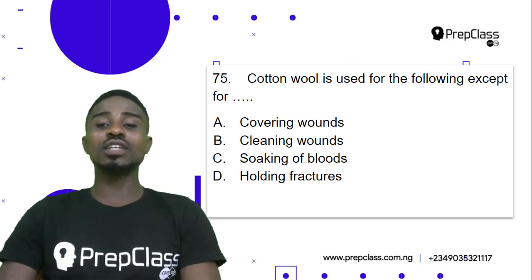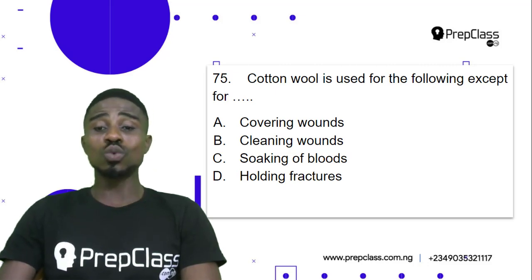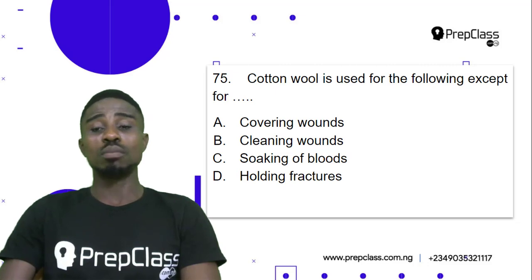Option B, cleaning wounds. Cotton wool is also used for cleaning wounds. You can use it to clean wounds. Option C, soaking of blood. So in soaking blood and cleaning the wound, cotton wool is used to carry out both activities at the same time. While cleaning the wounds, you are soaking blood to dress the wound before treatment is applied on it.